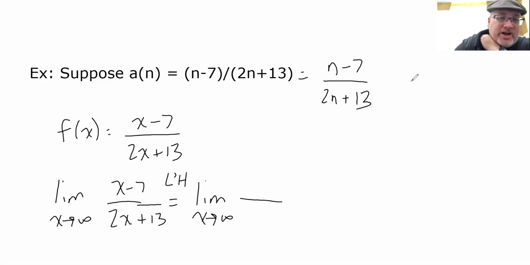Take the derivative of both sides. The derivative of the top is 1, the derivative of the bottom is 2. This limit is now independent of x, so it's just 1/2. Therefore, sequence a_n approaches 1/2.